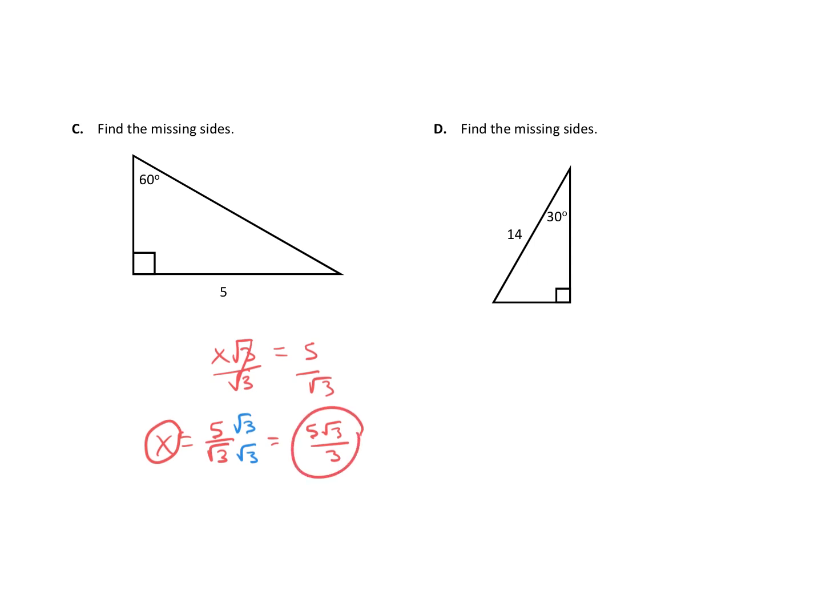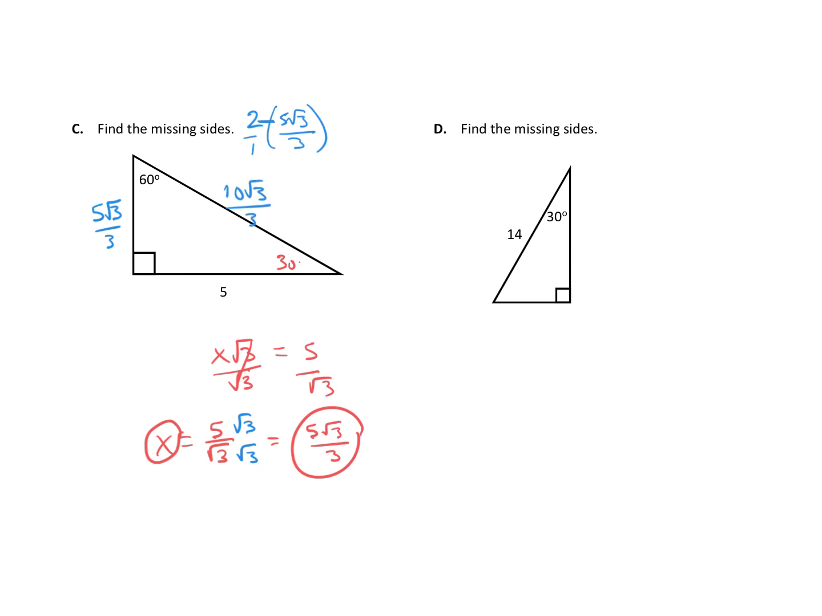So if we go on the picture, here's our 30 degrees. Opposite of that is the short leg, so this is 5 root 3 over 3. Now the hypotenuse is twice as long as this. So if I multiply 2 times 5 root 3 over 3, that's like a 2 over 1. That 2 just multiplies with that 5. And we get 10 root 3 over 3.